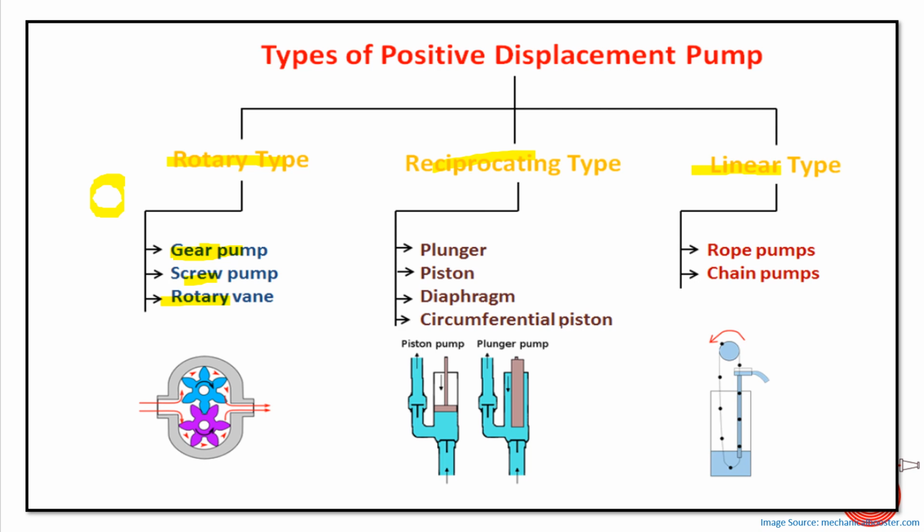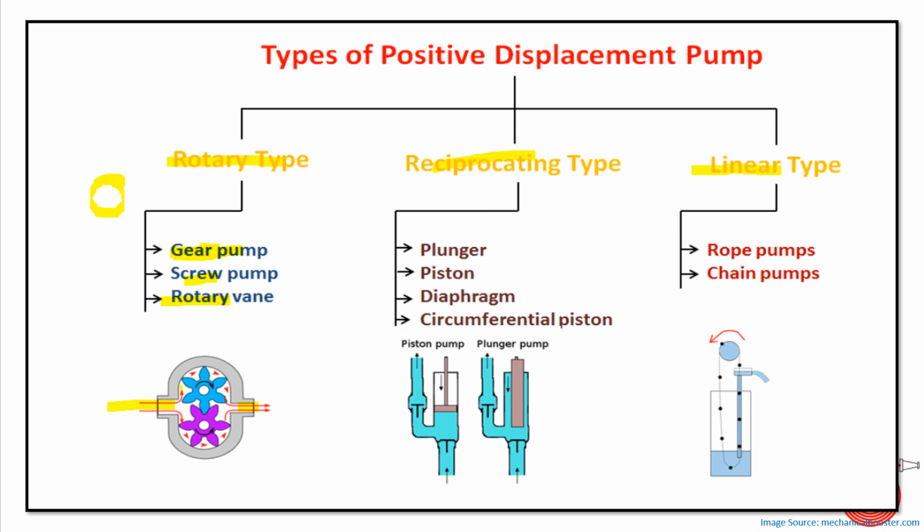Suppose this is a rotary pump, a gear rotary pump shown here. The fluid will enter from this side, and with the help of the teeth of this gear, it will get transported to the other side. Similarly, screws can be there inside this rotary cross section, and a rotary vane can be there for the displacement of fluid from one place to another.